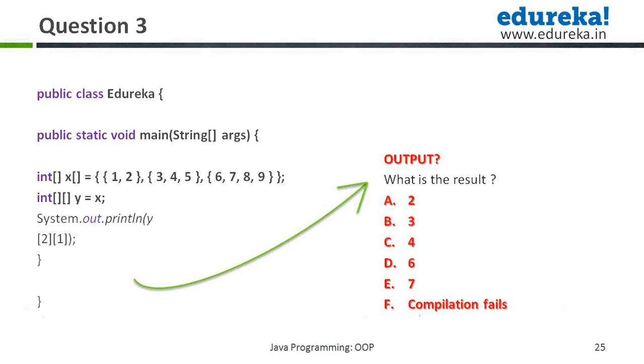So tell me the answer to this question. What do you think will be the result when I print y square brackets 2 and then square brackets 1? Will it be 2, 3, 4, 6, 7, or is it a compilation failure? Chetan says 3. I'm afraid, Chetan, you're wrong. Guess some other answer now.